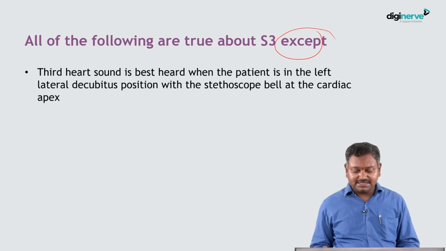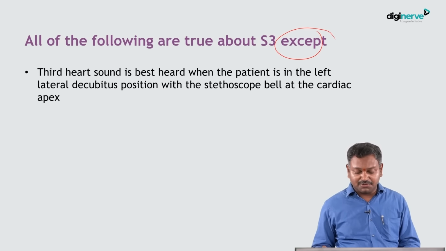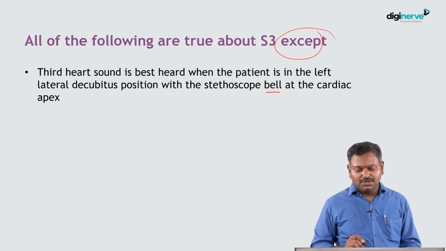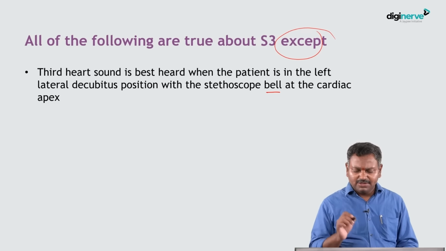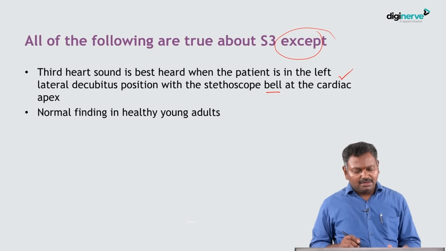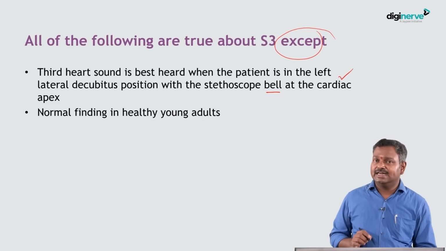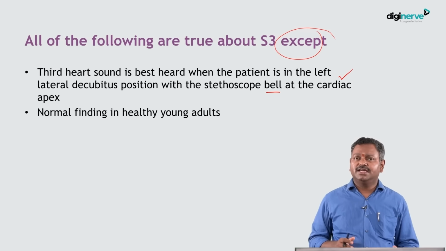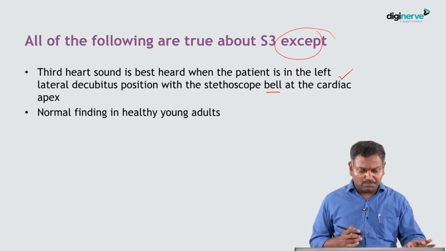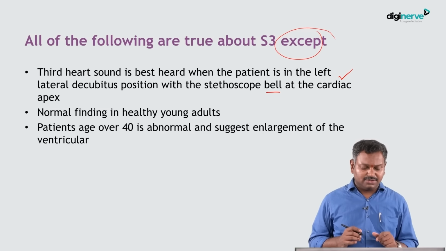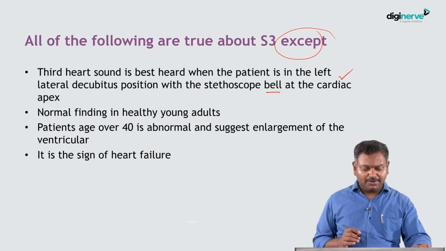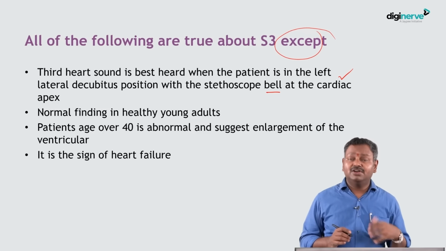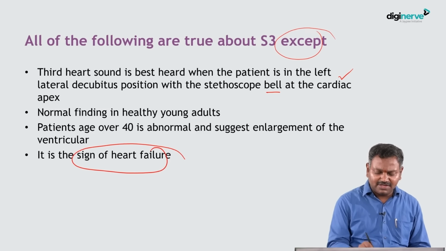Third heart sound is best heard with the patient in the left lateral decubitus position with the bell of the stethoscope. So bell is correct, and left lateral is the position because LV S3 is heard. So this point is correct. It's a normal finding in healthy young adults. Yes, up to the age of 40 you might find it in a hyperdynamic state. Above the age of 40, it is abnormal and indicates a sign of heart failure. We have already discussed that S3 is always a sign of heart failure, so that is correct. The second is also correct.